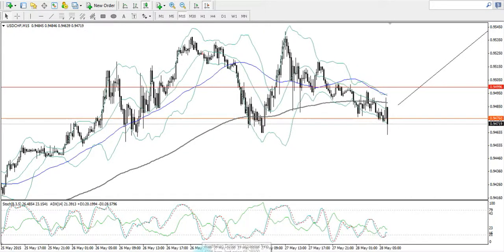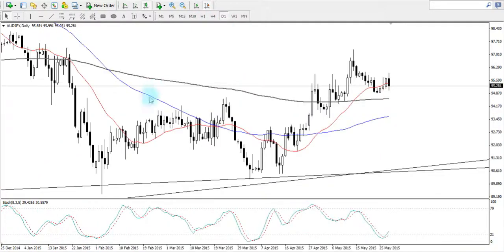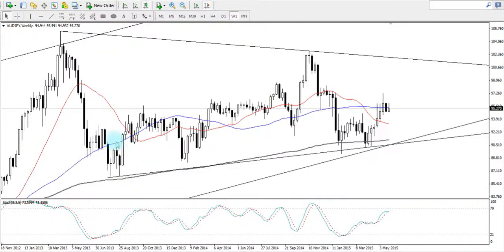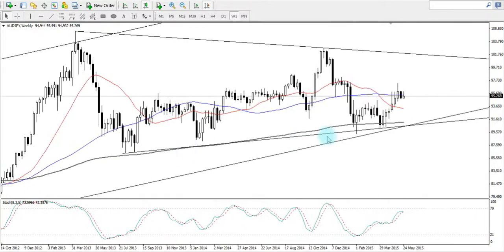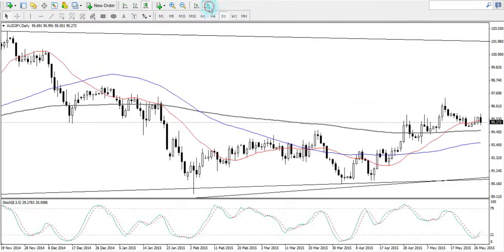And next, I would just like to touch on a few other pairs. First, the Aussie against the Japanese yen. Alright, so in the weekly chart, as we know, the price has been rebounding off the bottom of the rising trend channel based on the weekly charts, expecting price to appreciate a lot furthermore.